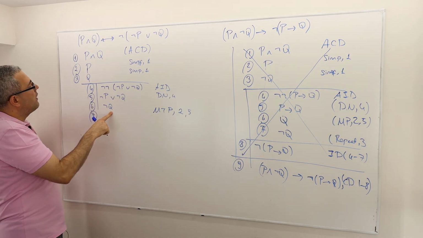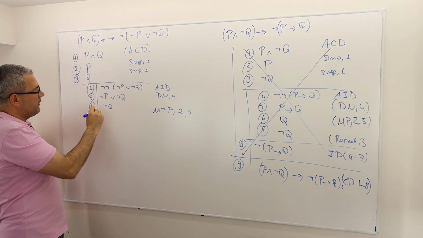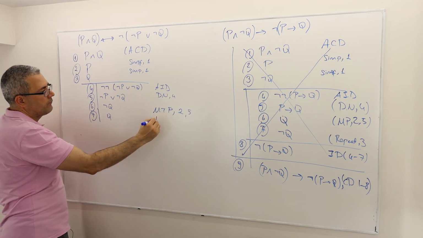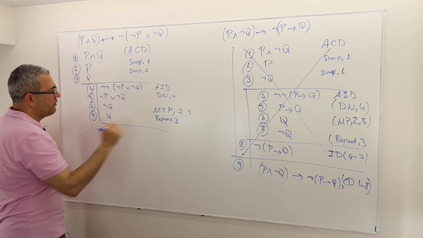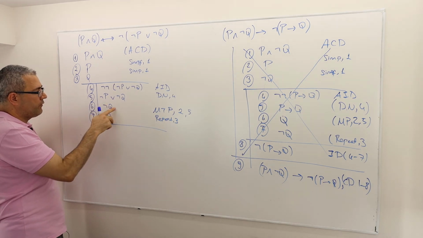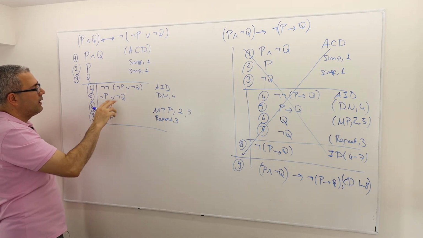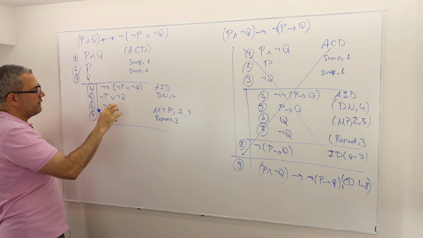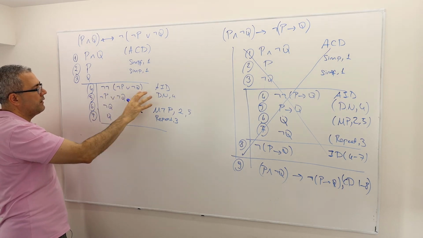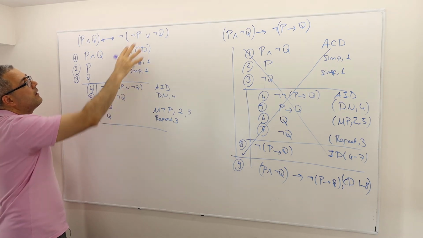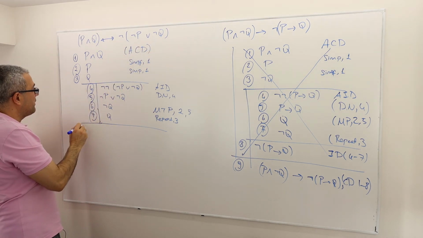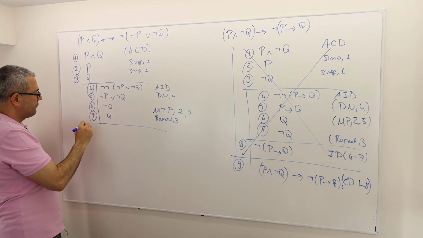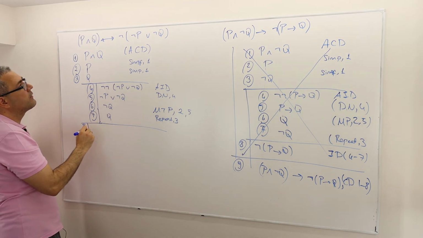7. I repeat line 3. All right, Q. Repeat line 3. I have a contradiction. Q and not Q, both true at the same time. Impossible. This can't be because of this, or this, so it must be because of this. So denying the conclusion, which was this, is wrong, so you shouldn't be denying it. 8, I close this.